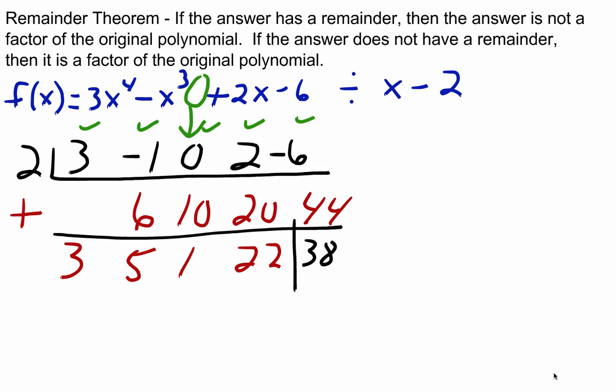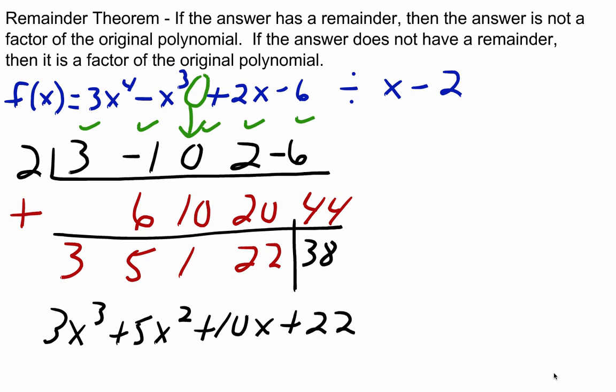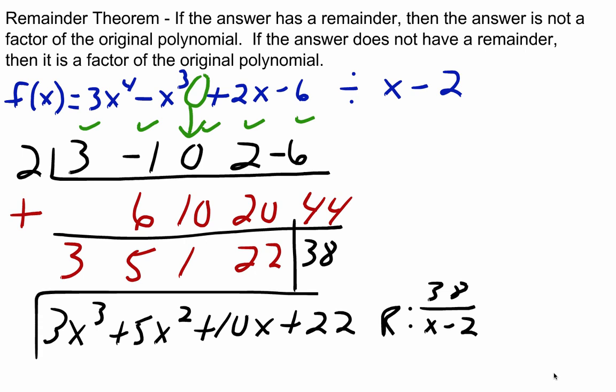That's the last term. So you start with one less of the exponents, so there's 4. So in the original, now I start with one less than that, so I'd have 3x cubed plus 5x squared plus 10x plus 22, and my remainder is going to be 38, and you put that over your divisor, which is the x minus 2. Since I have a remainder, then this answer that I'm putting a square around is not a factor of my original polynomial. So nothing times that would give me my original polynomial.